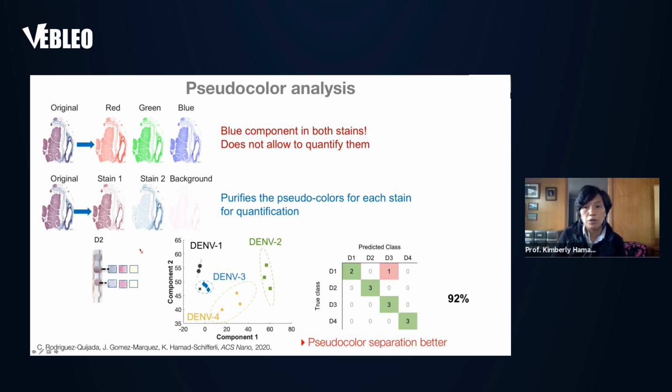So when you do this, we can decompose our colors into the pseudocolor for a pure blue nanostar and the pseudocolor for the pure red nanoparticle, as well as the background. And we use these as our components in our principal component analysis. If we do this, then our separation is much better. And you can see that there's only one mistake, which mistakes Dengue 1 for Dengue 3. So an overall accuracy of 92%.